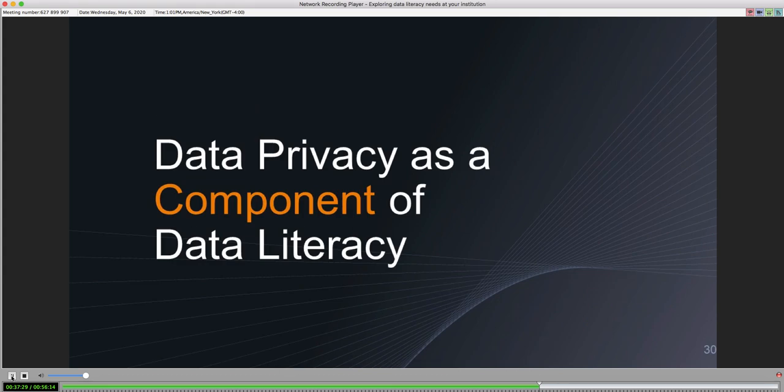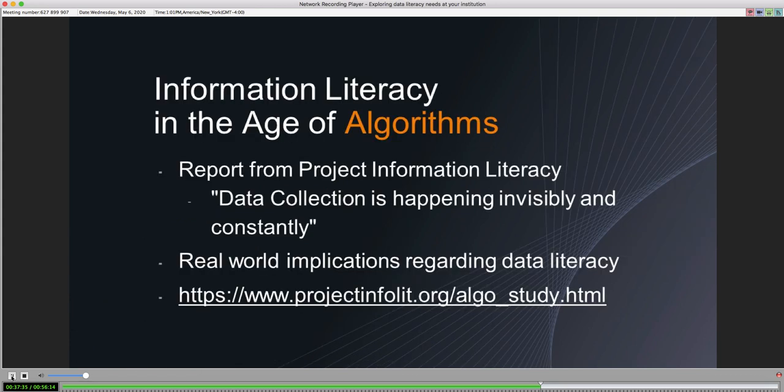So data privacy as a component of data literacy, I talked about it a little bit. But one of the things that has really informed our research was a report from Project Information Literacy called Information Literacy in the Age of Algorithms. It is a report that came out this year, and it talks about algorithms, which are programs on computers and things that are created by data. And these are created by data that is collected on information seekers.